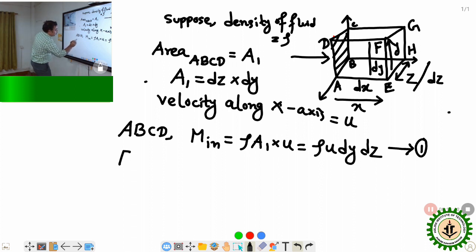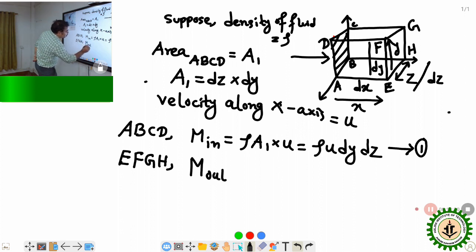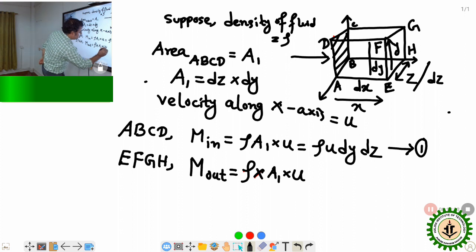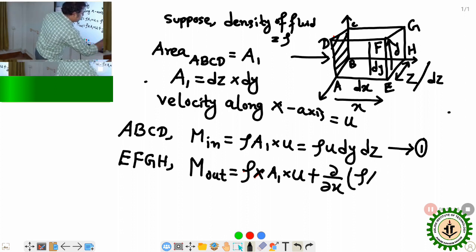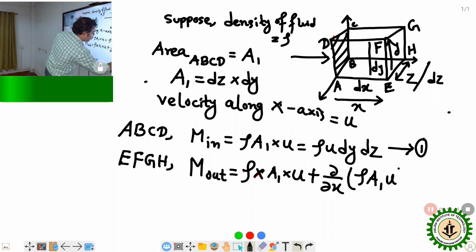Now sections E, F, G, H are the out sections, where the fluid is leaving. So M out will be rho A1 U plus summation of del x of rho A1 U dx, as it is along the x direction.